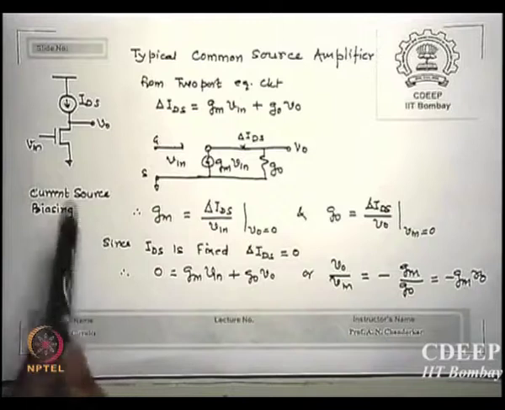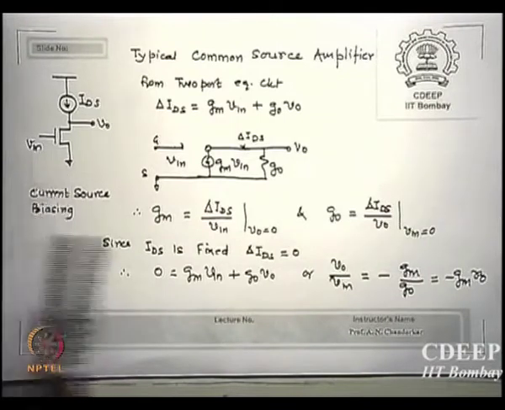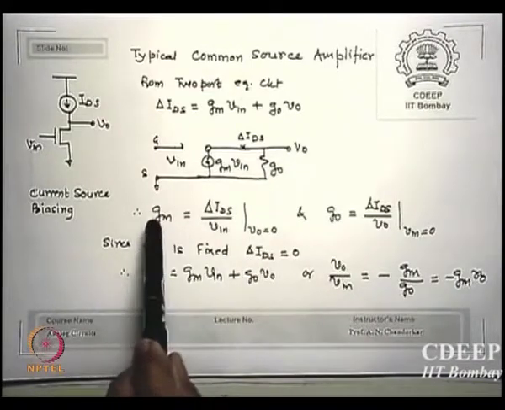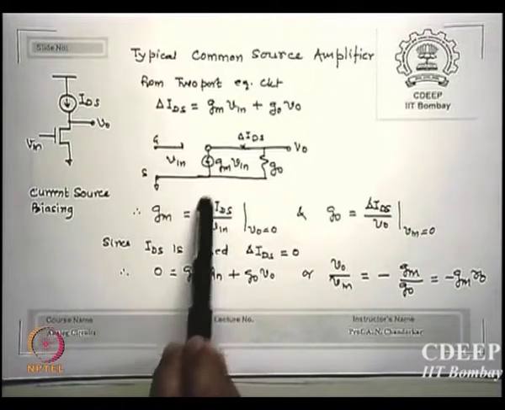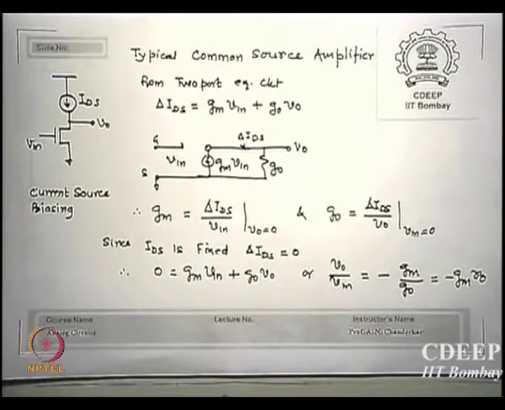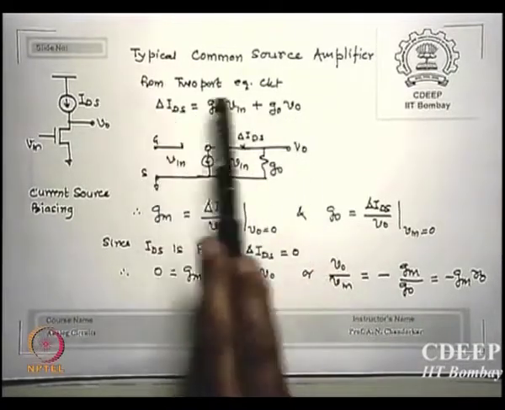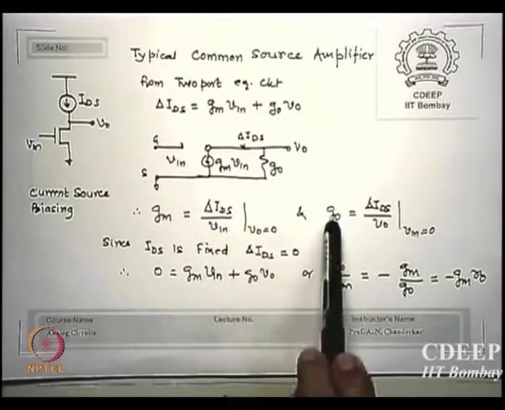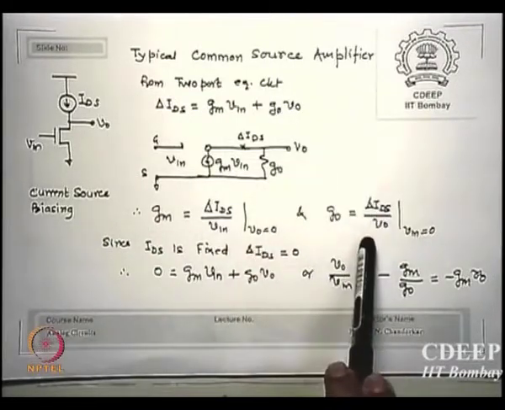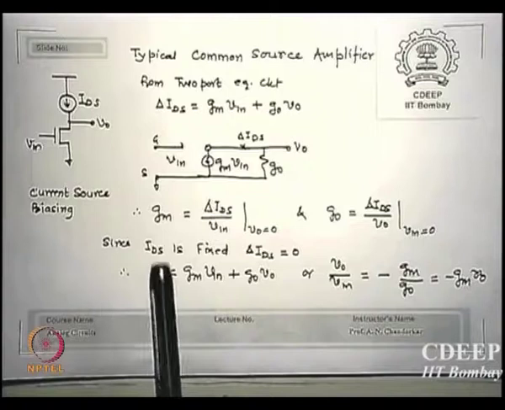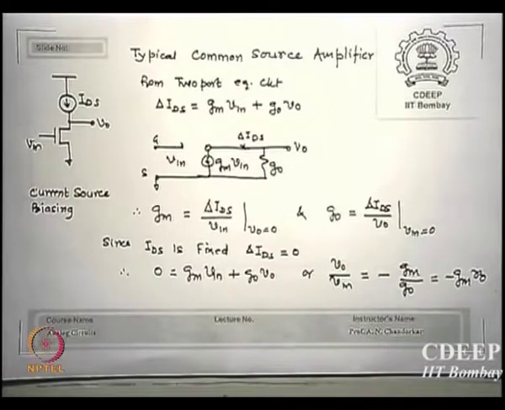Now, current source biasing, since we did, we define Gm. That is the definition of small signal values. Gm is delta IDS by Vin, when this term, V0, is 0. By the same logic, G0 is equal to delta IDS by V0 when Vin is 0. Simple maths, nothing great. Make one term 0 and you get the other; make this term 0 and you get this one.